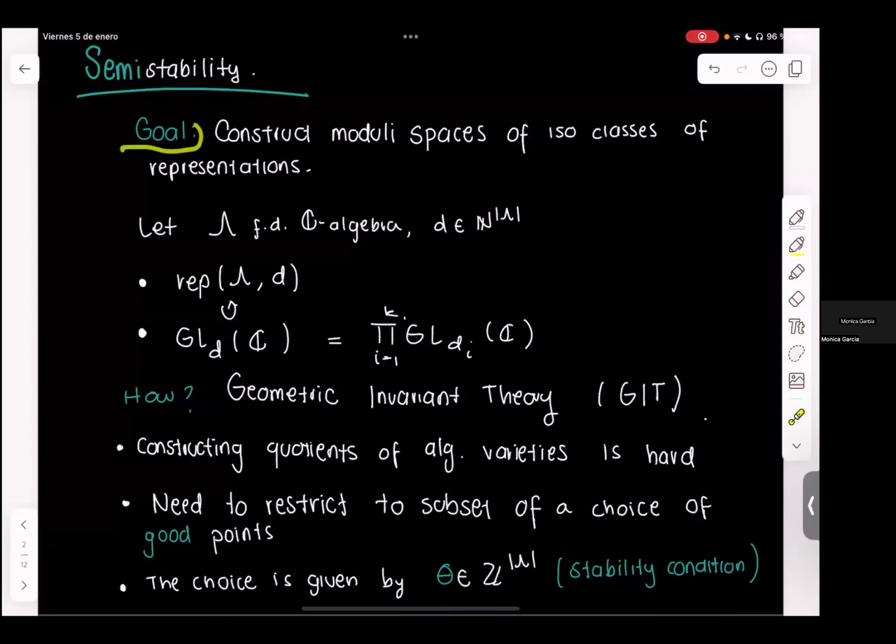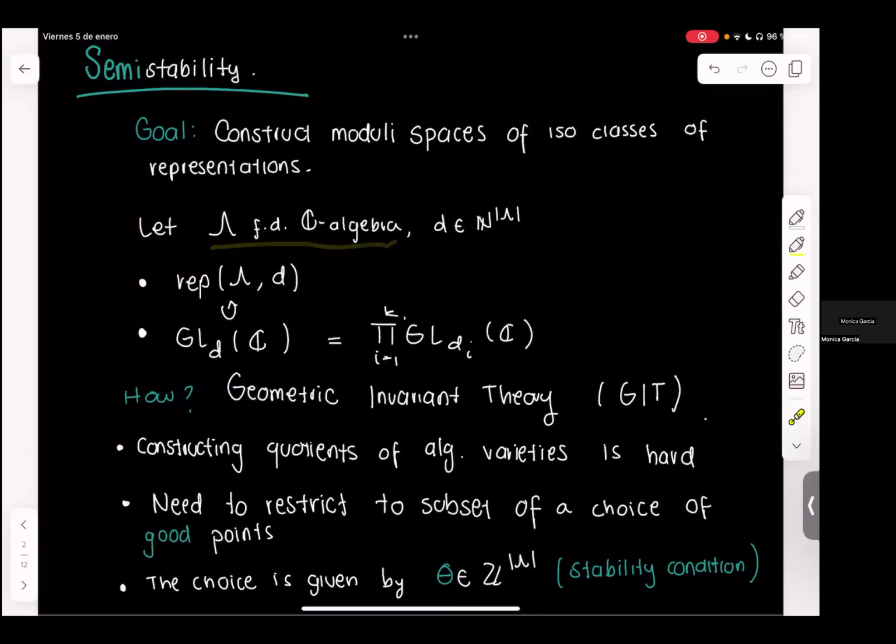So what's the goal of semi-stability in representation theory? Well, the goal is to construct some geometric spaces that parameterize isoclasses of representations. As Claire said, the problem of enumerating indecomposable representations up to isomorphism in general is very hard. So why not maybe study the shape of a geometric space instead? So let me be a little more clear about that.